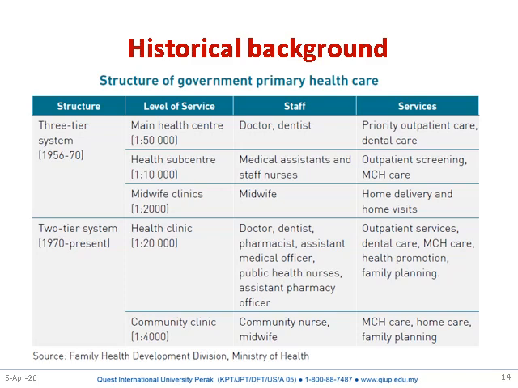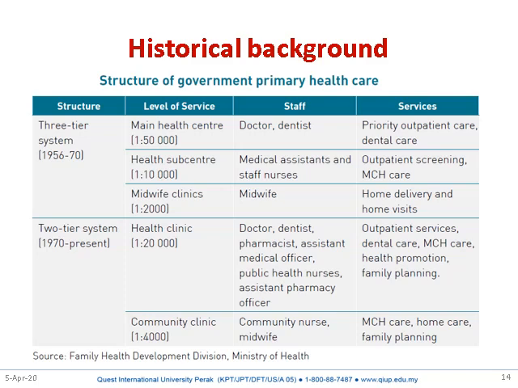Okay. From 1970 onwards, the Malaysian primary healthcare system changed to a two-tier system. They made it into one health clinic and one community clinic. The health clinic is Klinik Kesihatan, one for 20,000 population. And the community clinic is Klinik Desa. It is one for 4,000 population.